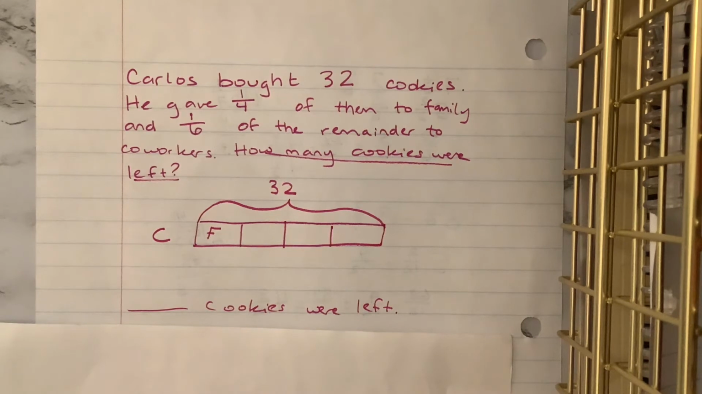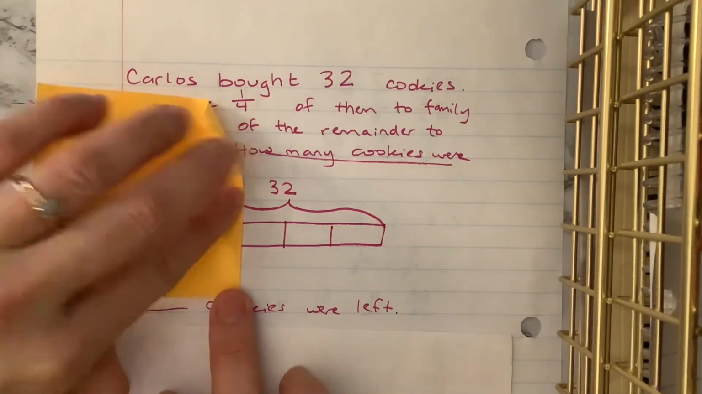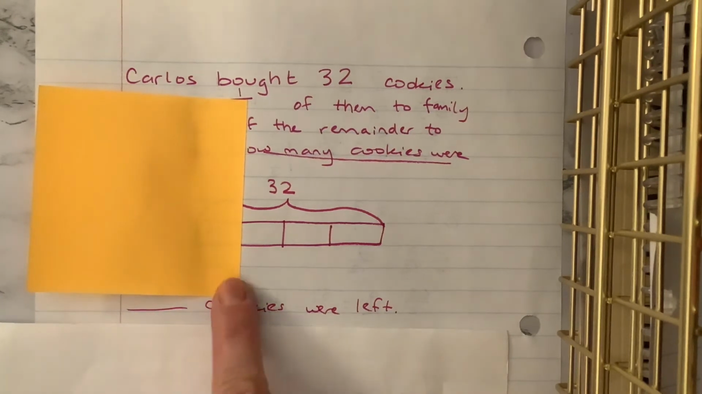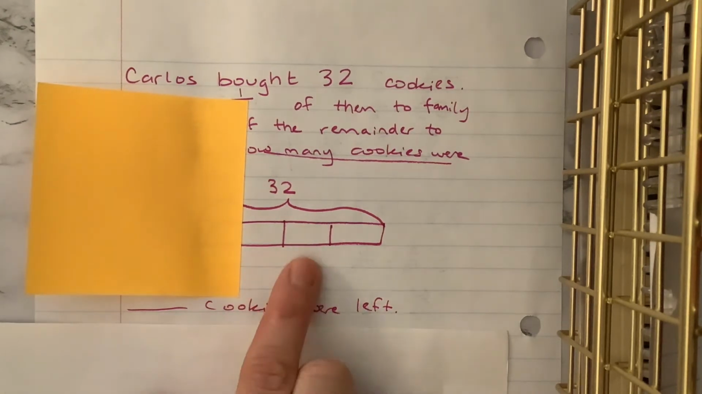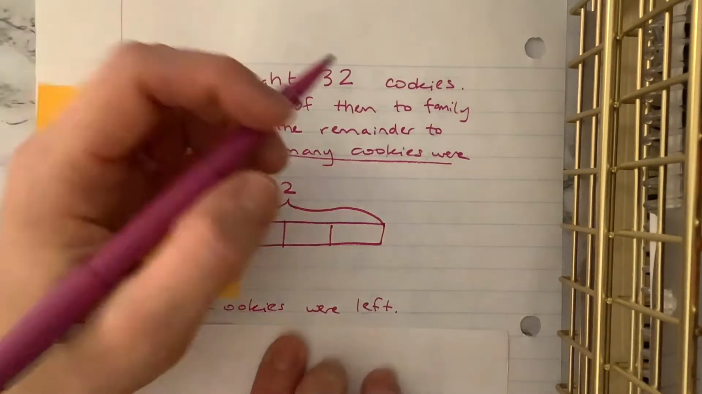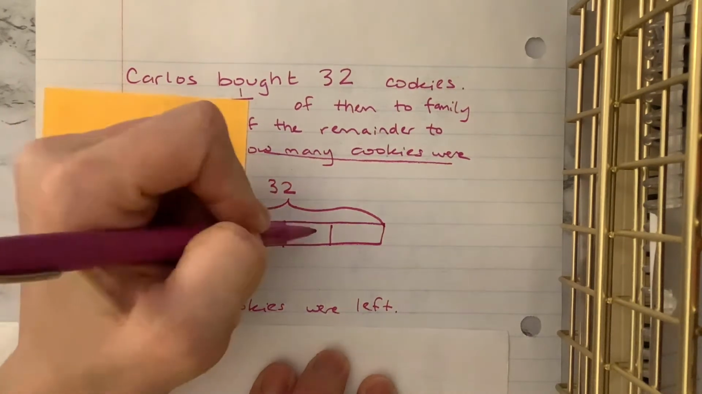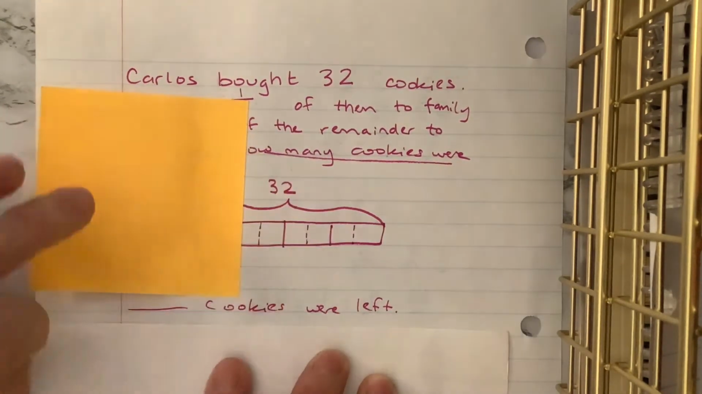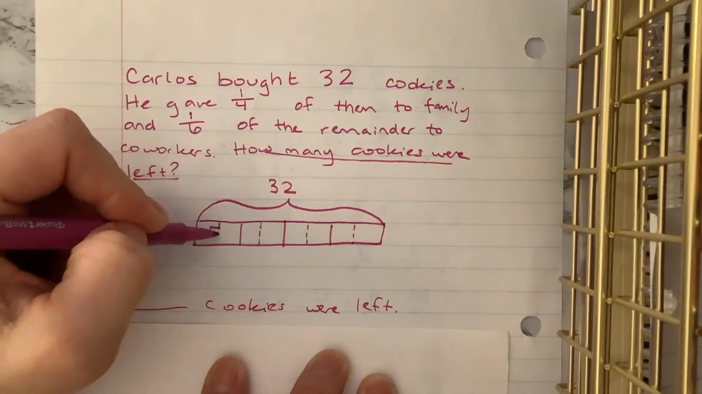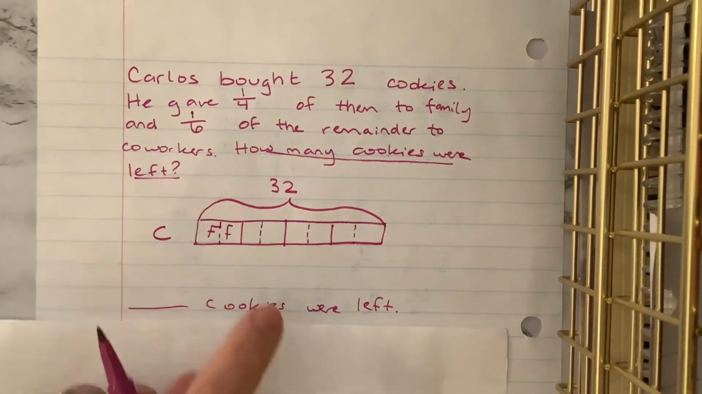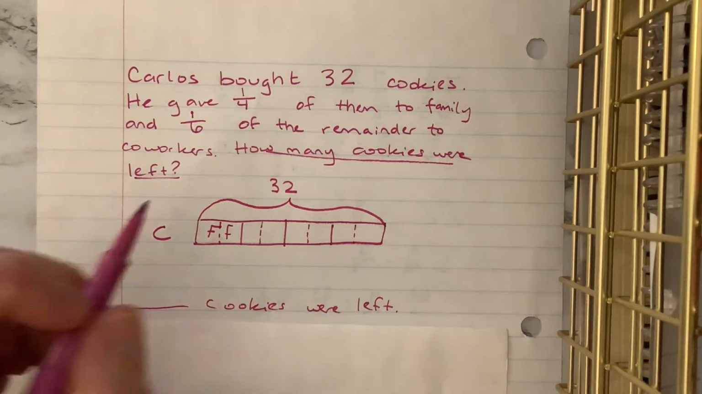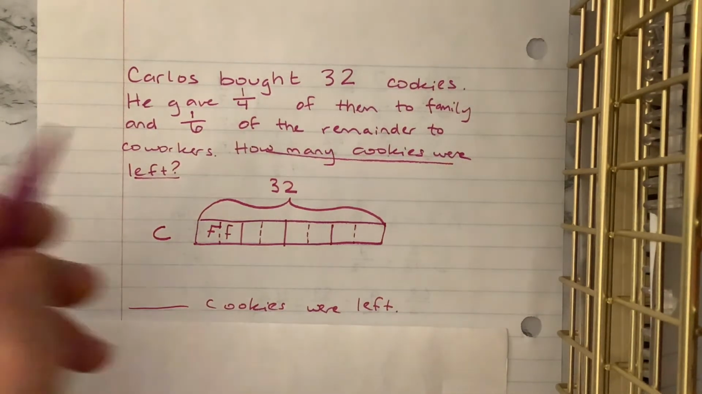He then gave 1/6 of the remainder to coworkers. So remember, when we were doing this before, I had us kind of covering up the rest, so that we're looking at this remainder. So if this is the remainder here, and we have 3, but we're talking about sixths, what do we need to do to each of these boxes so that we have 6 of them? We're going to divide them in half. But remember, if we do that to one box, we need to do that to all of our boxes. So now we have family and family in both of those. So now we have 1, 2, 3, 4, 5, 6 boxes remaining, and 1/6 of those are going to coworkers.